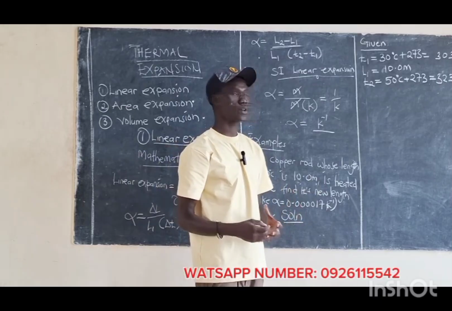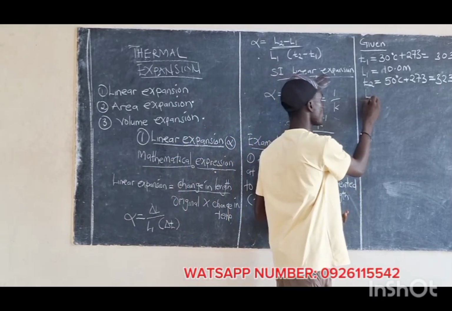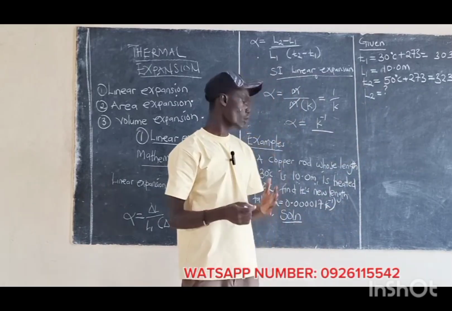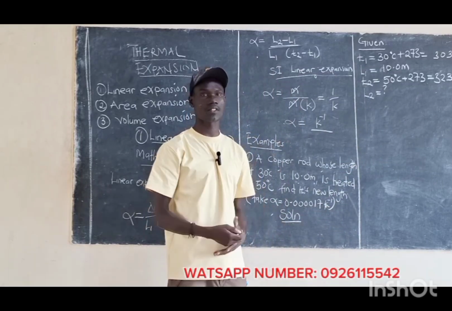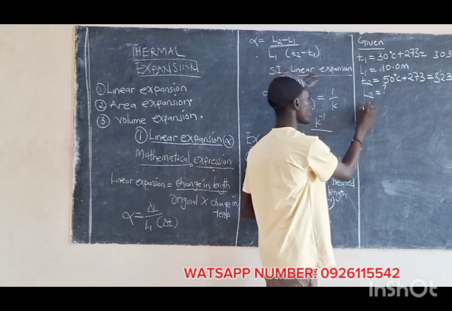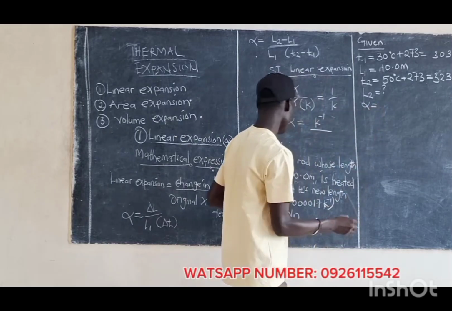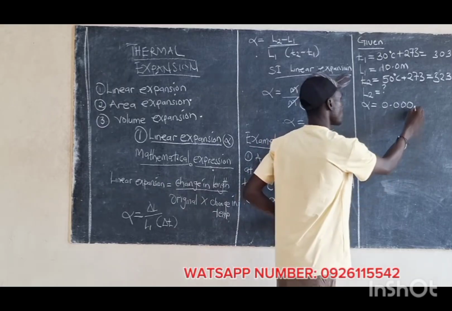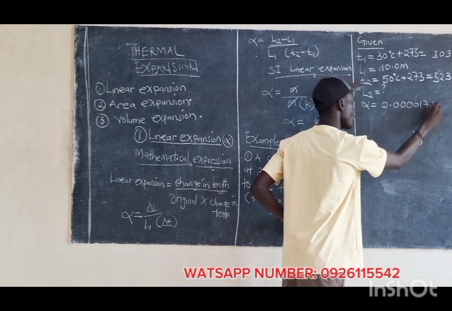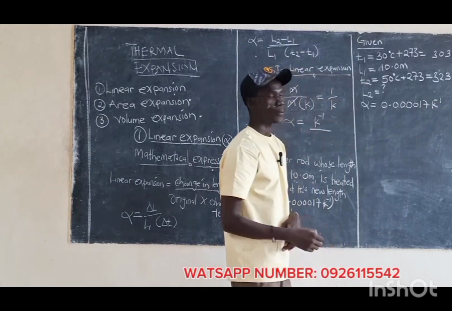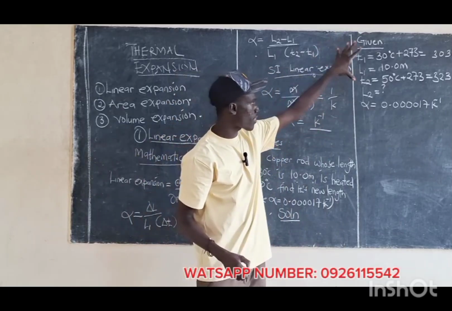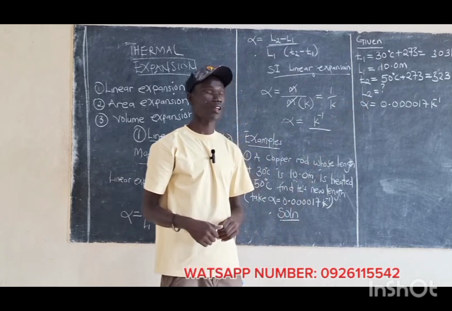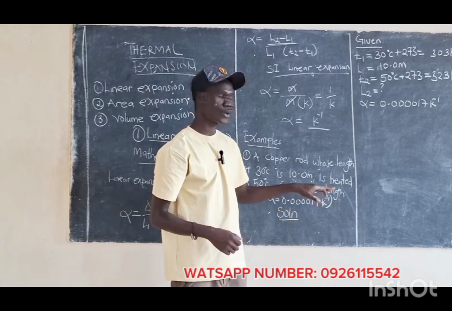Find its new length. The new length is the final length, that is L2, equals question mark. But in our question, we are also given the linear expansivity, or alpha. So alpha is given as 0.000017 per Kelvin. Now here, these are the given parameters. We are asked to find L2, its new length.